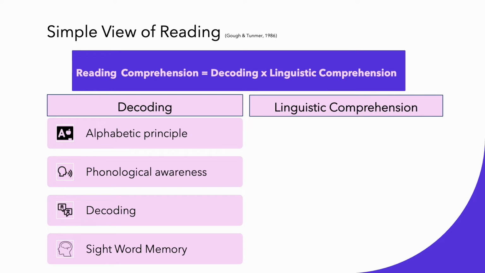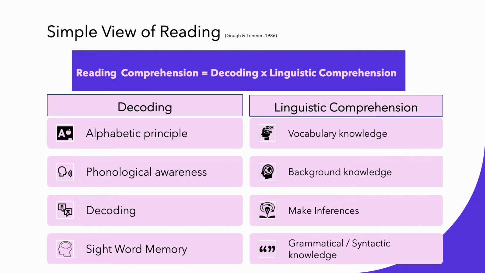The next set of skills students need is referred to as linguistic comprehension. And linguistic comprehension refers to students' vocabulary knowledge on a topic, their background knowledge and what they know about the topic they're reading, the ability to make inferences within text, and connecting the knowledge of the text to their own prior knowledge to make the connection of what they're reading. And finally, students may also need knowledge of grammatical structures and syntactic knowledge.